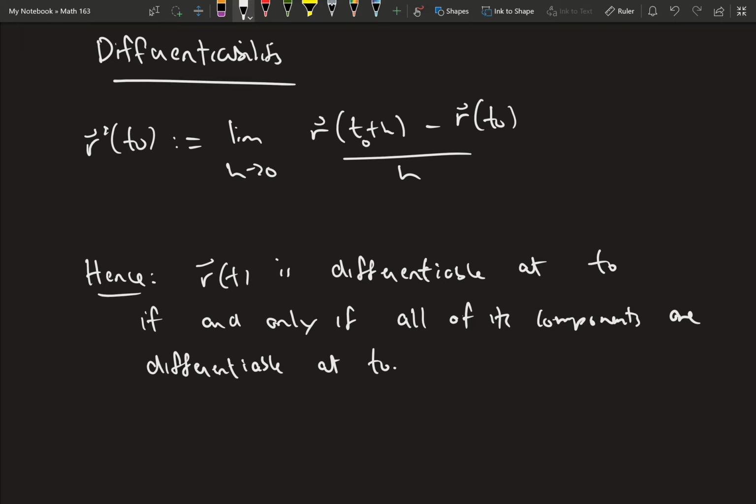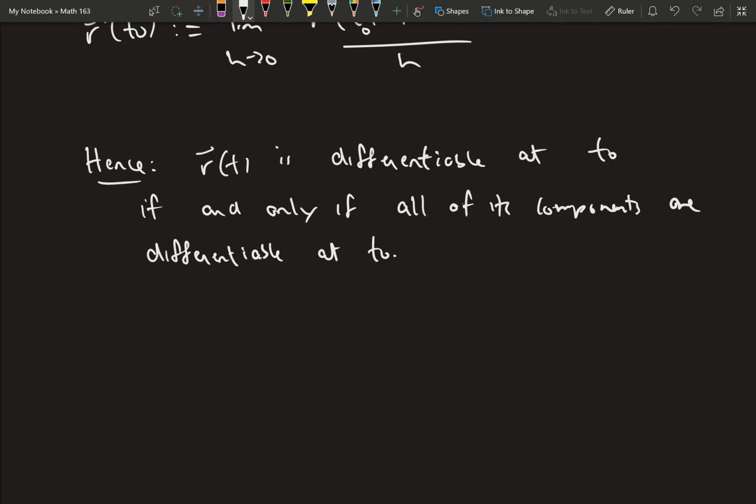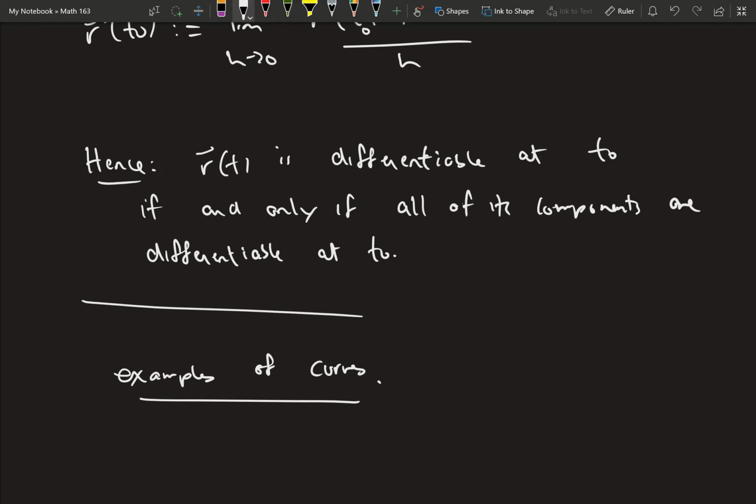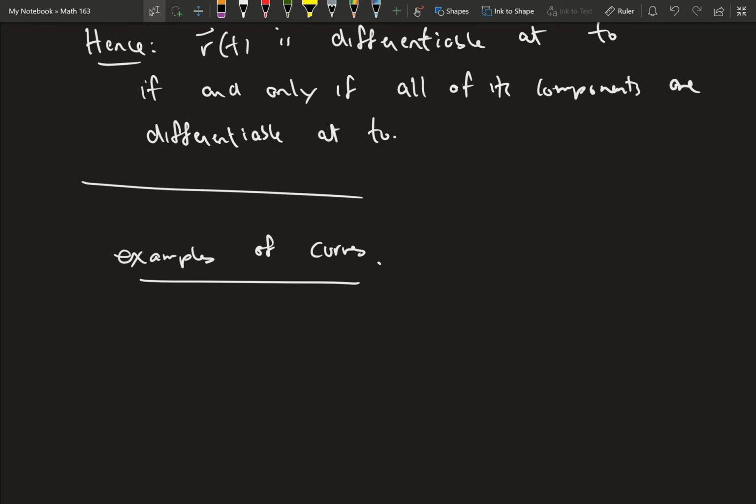Okay, so that's the idea of differentiability in abstract. In practice, it's just take the derivative of each component. But before we jump into all that, let's just do some basic examples of curves, and we'll come back to the whole differentiable stuff a little bit later. But I just wanted to mention that because it's important to note.